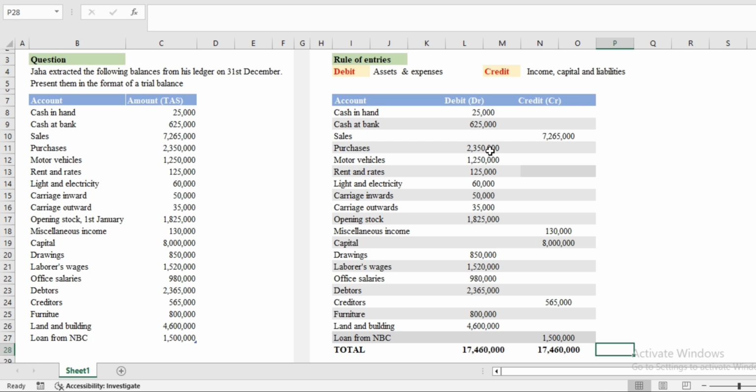So basically, this is how easy it is to draw up a trial balance. Given that from the beginning, from the journal entries to transferring the entries into the ledger accounts was done accurately, then the trial balance will definitely come up easily, provided you are able to identify the account, whether it falls under assets, whether it falls under expenses, whether it is in income, capital, or liabilities. And you also have to remember the rule of entries.